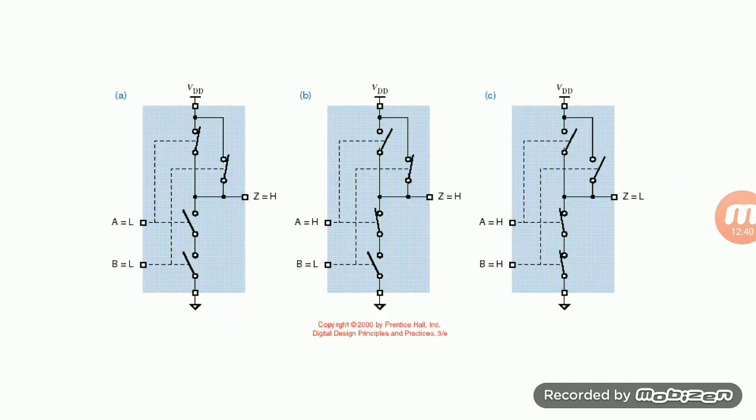Now in the same way, we go for the switch model of the CMOS NAND gate. You can see in figure C, A equals high and B equals high. Both pull-down transistors will be closed circuits and the pull-up will be an open circuit. There is no path from VDD to Vout, so the output becomes 0.